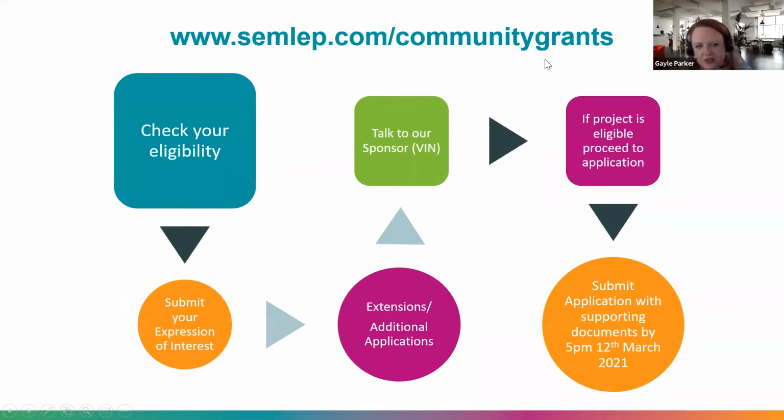Yes, thank you, Becky. So in terms of actually how you go about making your application, the first thing is check your eligibility against the grants guidance. Submit via our website, and the website link is at the top there. Submit your expression of interest. There's a small form to fill in on the website. If you're going for any extension or additional applications, the same process applies. You then have the opportunity to talk to Becky. So once you submit your expression of interest, you'll get an email with all her contact details on it. So you'll have that opportunity. She'll talk a little bit more about how that will work in terms of submitting applications for her to read through. And once you've established that everything seems okay, if the project is eligible to proceed, then you can proceed to the full application.